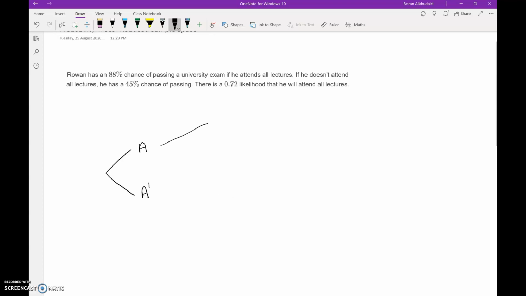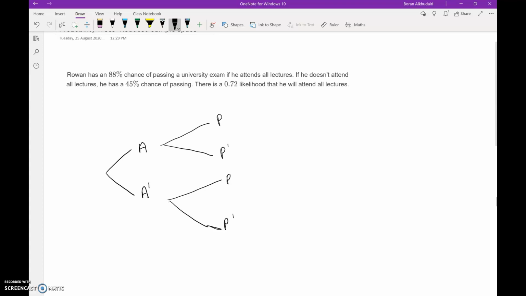And then we have the second event, which is the chance that Rowan is passing or not passing, and that happens whether or not he attends. So these are the possible outcomes: attend and passing, attend and not passing, not attend and passing, not attend and not passing. We've drawn up the scenario in a probability tree, and all we have to do is go across to find out the probabilities of what's happening. So let's start filling it out.